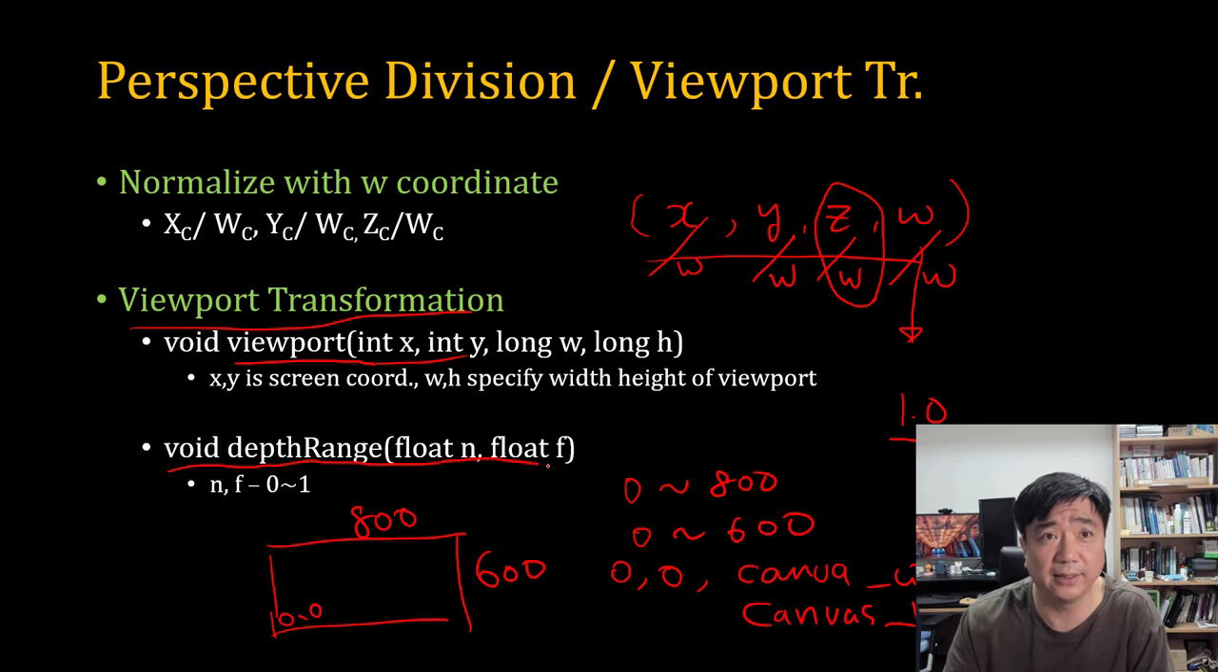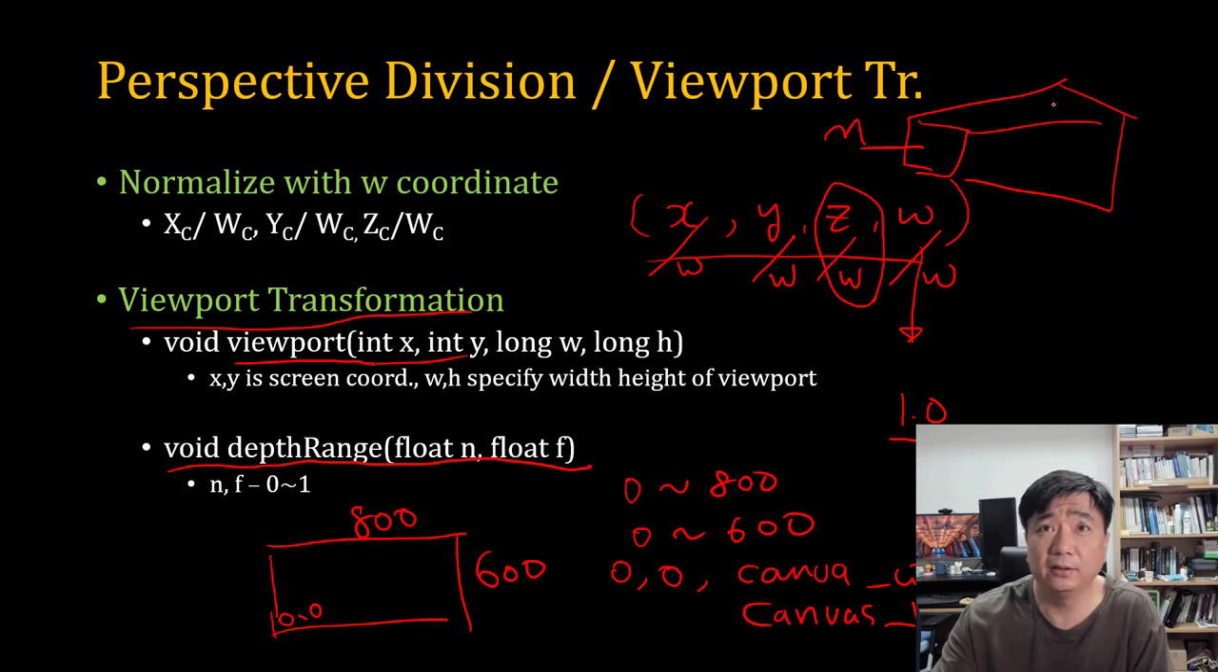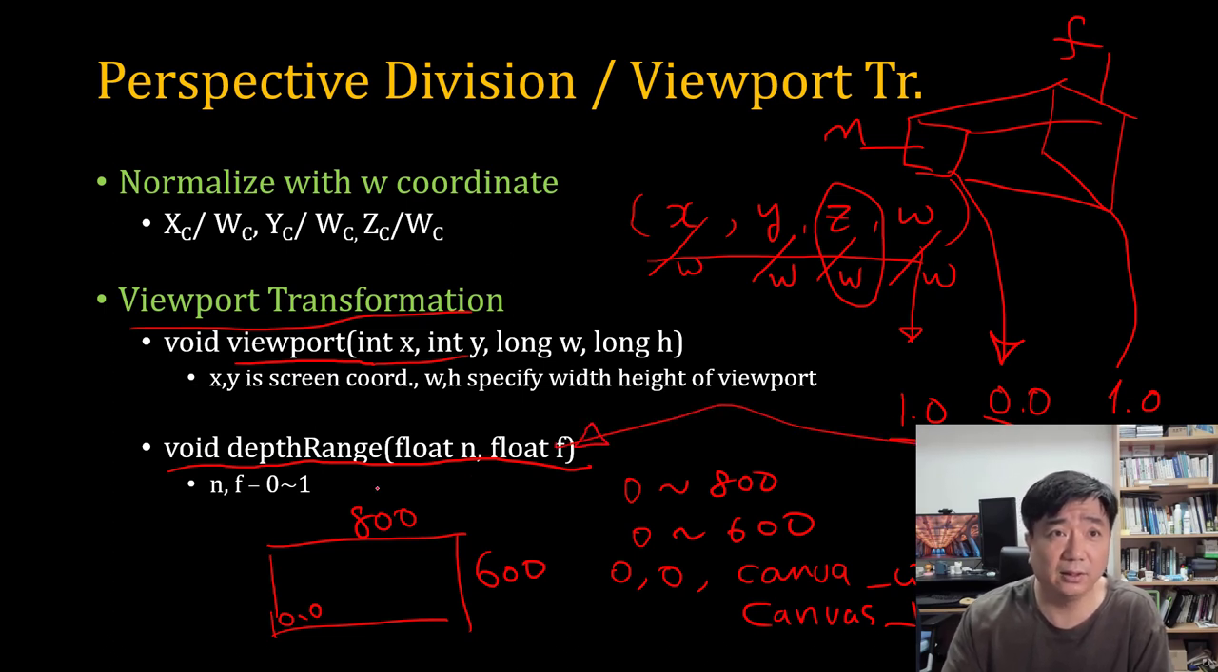Okay, and then in the case of the Z value, it is scaled into the depth range. The values are near and far. So we set the viewing volume, the viewing frustum, with the near clip plane and the far clip plane. Normally the near will be changed into 0.0, and the far plane will be 1.0. And we can set the depth range, for example 0.5 to 0.6. Then it will be scaled into 0.5 to 0.6. Okay, I will explain later when I explain depth testing.